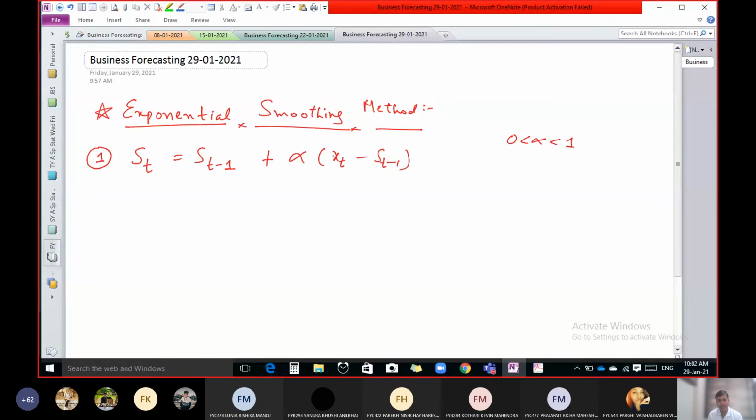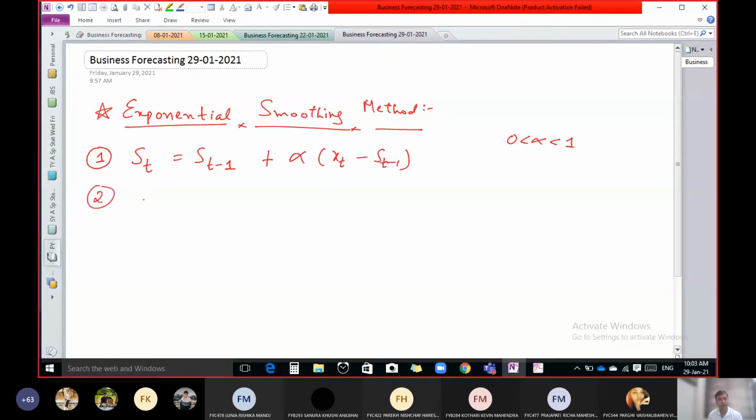Xt means the original value at time t, and St is the smoothing value at time t. So this is our first formula that you have to learn. The formula is smoothing value at time t equal to smoothing value at time t minus 1 plus alpha times Xt minus St minus 1. This is our first formula.